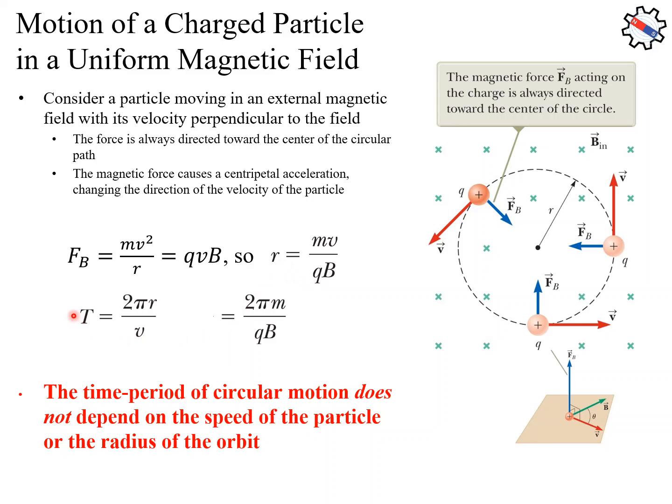We could consider how long it takes to go around once, called the time period of the motion. It's the circumference, the distance in one revolution, divided by the speed. R over V, if you just rearrange there, just gives you m over qB. Well, we want 2 pi r, so we've got 2 pi there as well. And you can see that that doesn't depend on the speed of the particle or the radius of the particle, just on the mass, the charge, and the magnetic field.